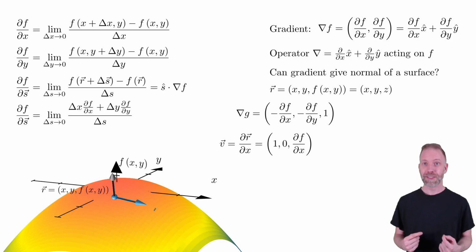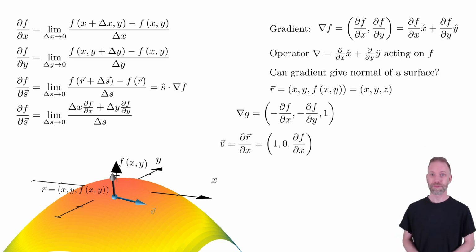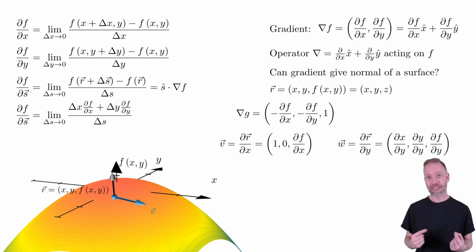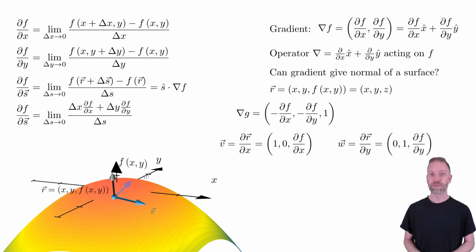This will create a vector that will be parallel to the surface. We realize that it's parallel as the df dx is the slope, hence the derivative gives a vector tangent to the surface. We can create a second vector w by taking a partial derivative of r with respect to y. Repeating the same steps, dx dy is 0 and dy dy is 1. And we get our second parallel vector.